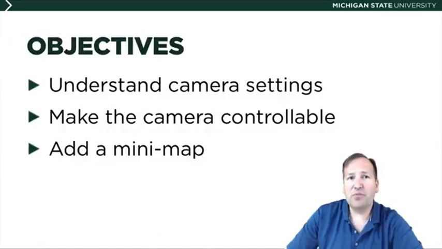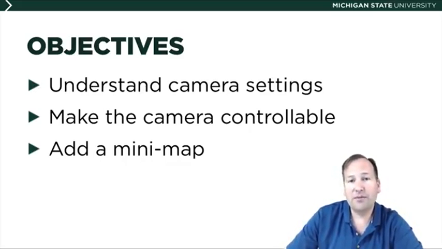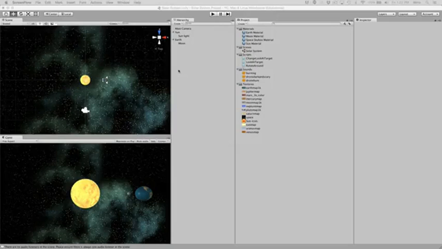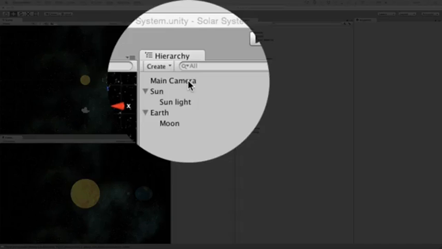Our objectives in our project for this video are to understand some of the camera settings, make the perspective camera controllable, and add a mini-map through the use of a second orthographic camera. So the first thing I want to do is just play around with my main camera a little bit to further demonstrate some of the concepts we just spoke about.